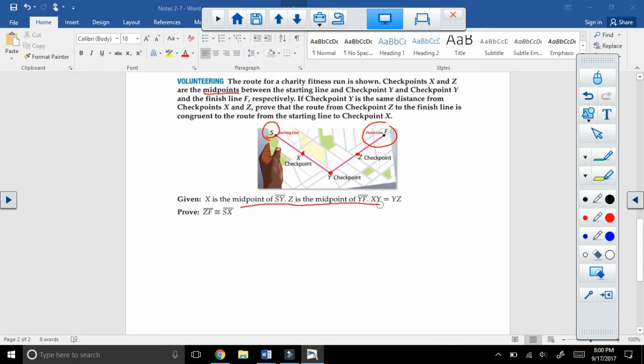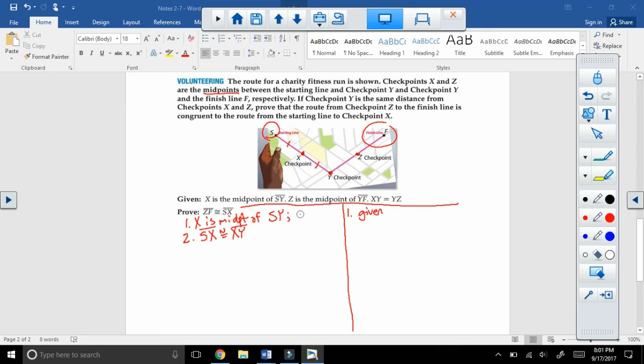So again, I really like the 2-column proof. We have some flexibility with how we set this up. So I'll show you the way I would do it, and I think, at least for me, this is the easiest way. So for step 1, I'm just going to take the first thing that's given and write that it's given. And then from that I'm going to say what I know about it. So if X is the midpoint of SY, then that lets me know that SX is congruent to XY. And I'll go ahead and mark those here on my picture.